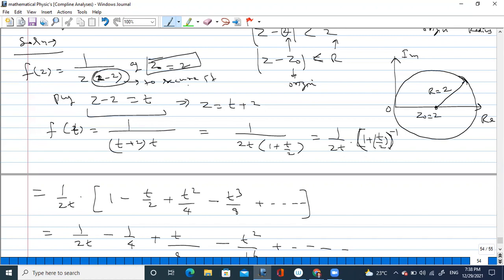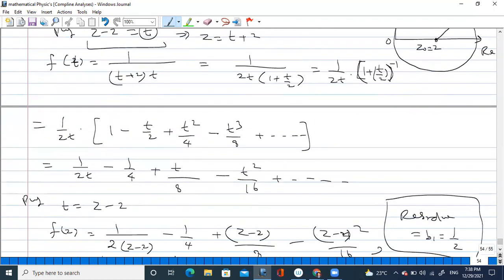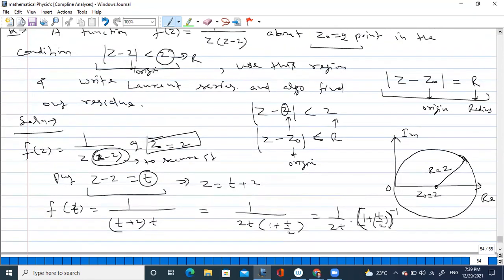To secure it, just fix it. I have fixed it as t. Now don't disturb the t. Understood? At the last I can write that value and my series will be in terms of z minus 2 only. So this series is in terms of z minus 2. That's why I have put it equal to t. So whatever you want to secure, that you can convert into some single variable. So this is the method. Okay. So note it down.